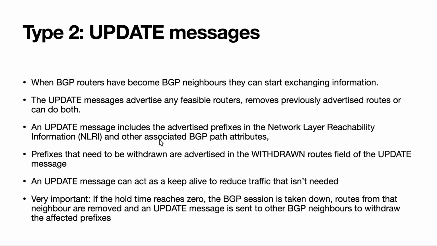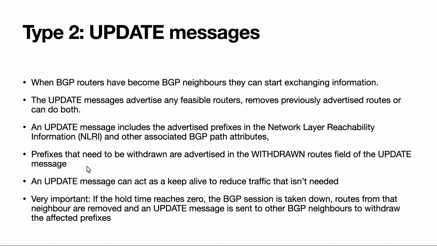Update messages: when BGP routers have become BGP neighbors, they can start exchanging information. The Update messages advertise any feasible routes, remove previously advertised routes, or do both. An Update message includes the advertised prefixes in the NLRI and other associated BGP path attributes. Prefixes that need to be withdrawn are advertised in the withdrawn routes field of the Update message. An Update message can act as a Keep alive to reduce traffic that isn't needed.